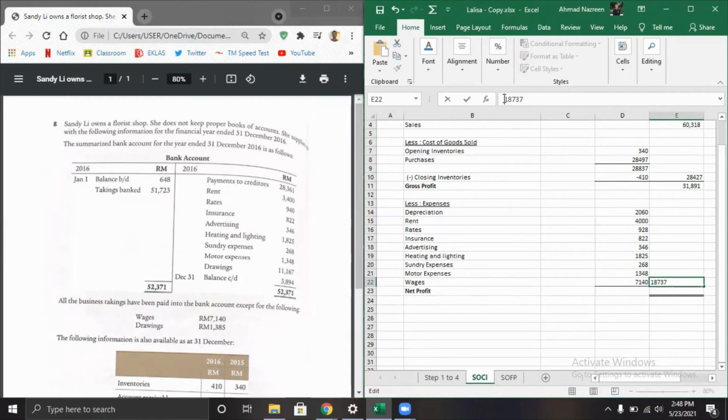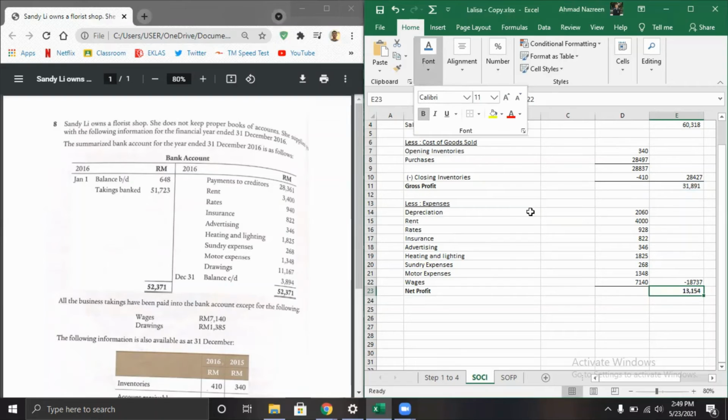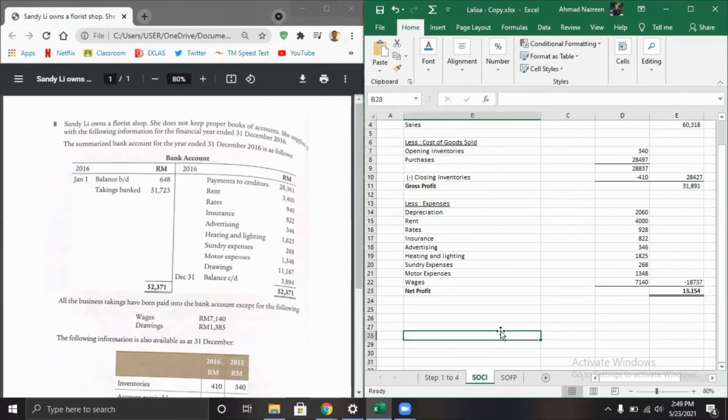So we've done the sales, cost of goods sold and expenses. Next step is to find the net profit. To find the net profit, take the gross profit minus the expenses. So 31,891 minus 18,737. We shall get the net profit is 13,154 ringgit. Okay, that's all for the statement of profit and loss.